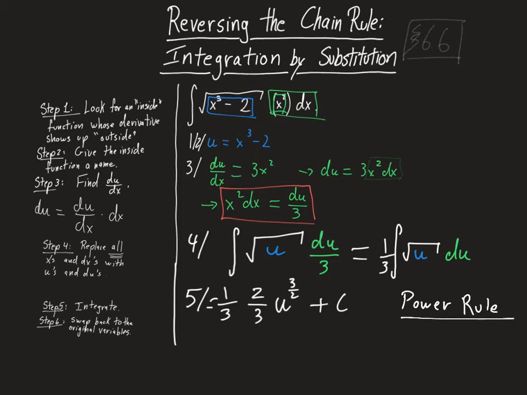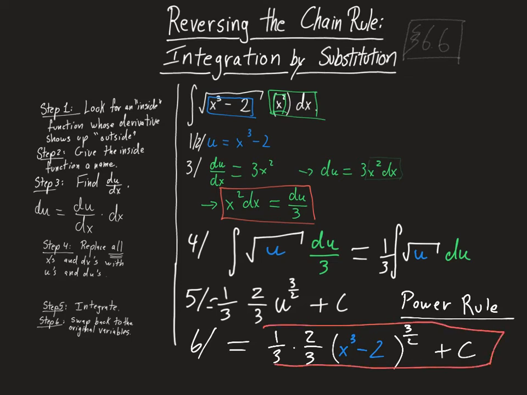Okay. Last but not least, step number 6. We need to swap back to our original variables. So at this point, we have 1/3 times 2/3 times u, which is being raised to the power 3/2, plus c. But our u, we stated at the very beginning, is equal to x cubed minus 2. And this is the final answer. This is the value of our integral.